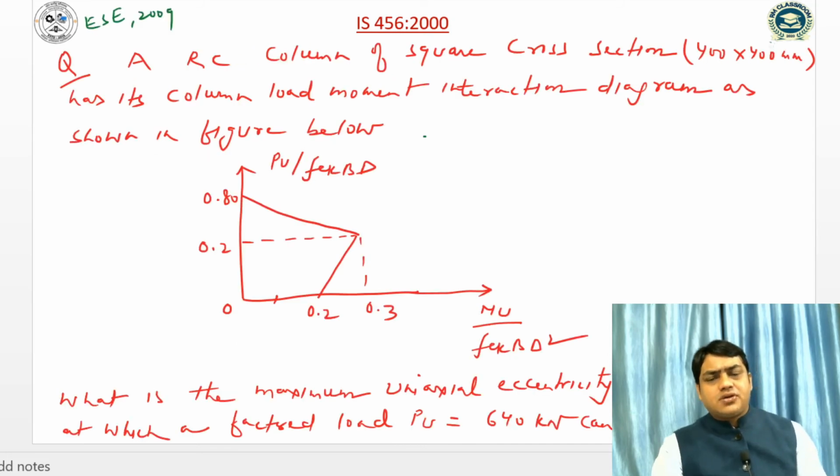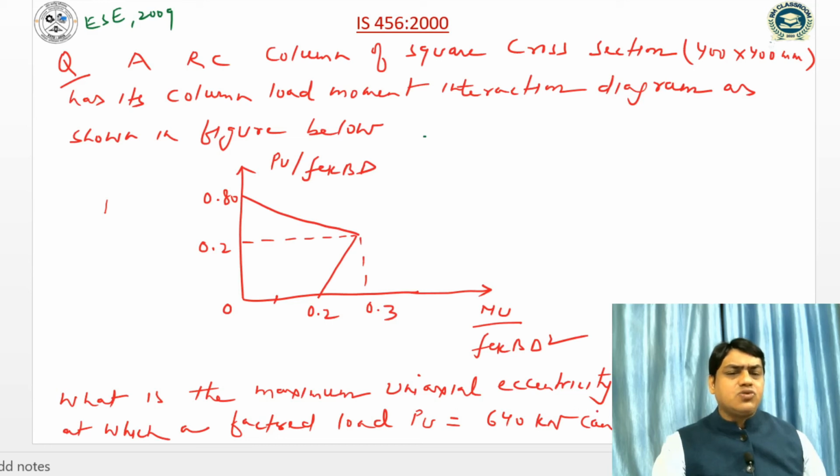So let us take the problem related to this interaction curve. An RC column of a square cross section 400 mm by 400 mm has its column load moment interaction diagram as shown in the figure below. Here we can see that the y axis is PU by FCK BD, and on the x axis it is MU by FCK BD square, and the interaction curve is given. The value at PU by FCK BD is 0.2, and the value of MU by FCK BD square is 0.3.